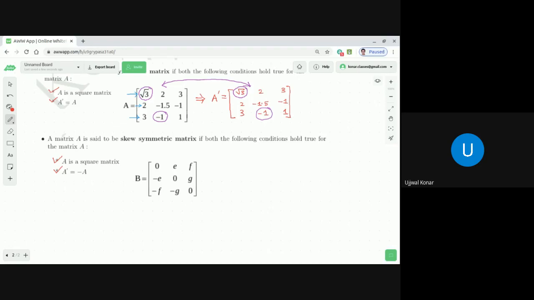Now what we are going to do is take the transpose of this matrix and see what we get. If we make a transpose of this matrix, dear students, B transpose should be: rows become columns. The first row of the original matrix is 0, E, F, so in the transpose matrix the first column is 0, E, F. The second row of the original matrix is -E, 0, G, so the second column of the transpose matrix is -E, 0, G. The third row of the original matrix is -F, -G, 0, so the third column of the transpose matrix is -F, -G, 0.